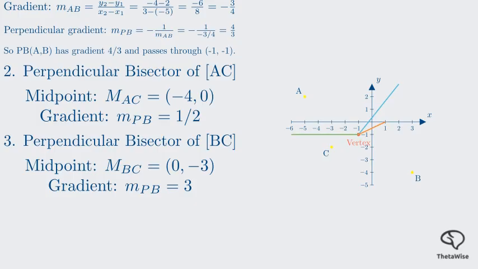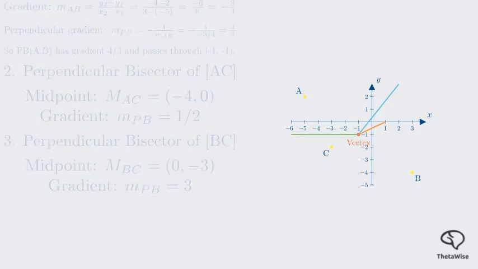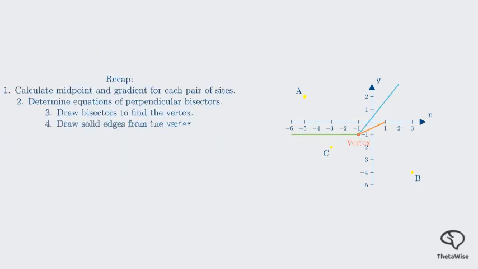Each edge is a segment of a perpendicular bisector, and they meet at a vertex that is equidistant from A, B, and C. To recap, we've now seen how to construct a Voronoi diagram by calculating the midpoint and gradient for each pair of sites. This determines the equations of the perpendicular bisectors, which are the basis for the diagram's edges. So we can draw a Voronoi diagram from scratch. But what happens if we're given a diagram that's incomplete, perhaps missing a site?